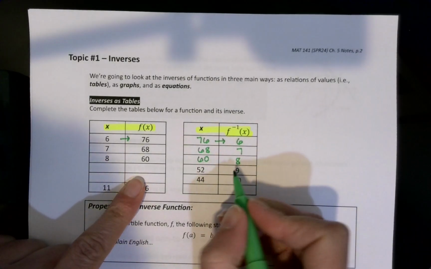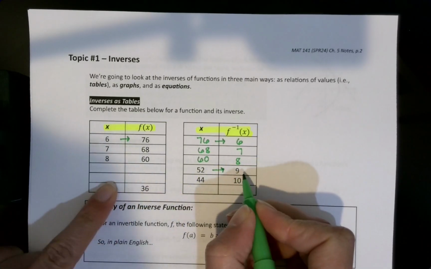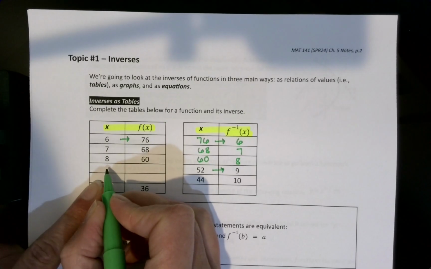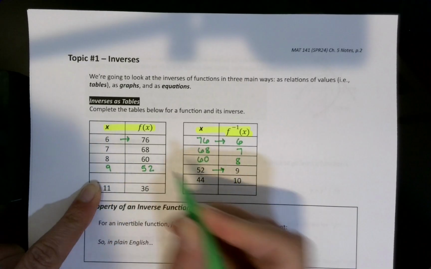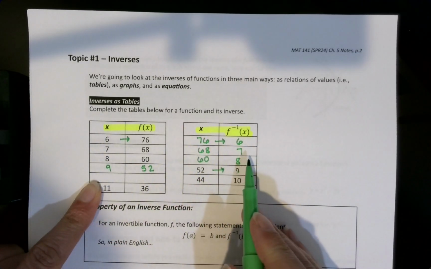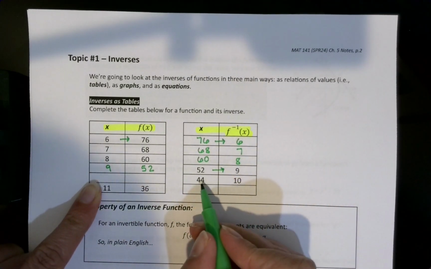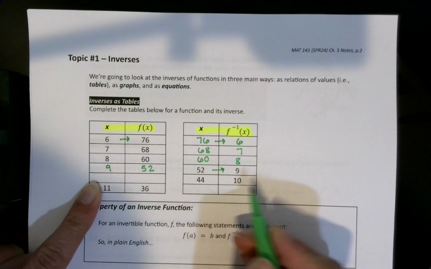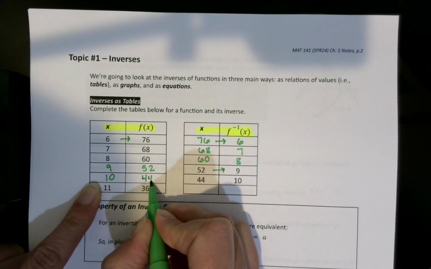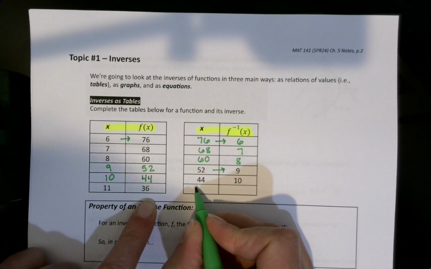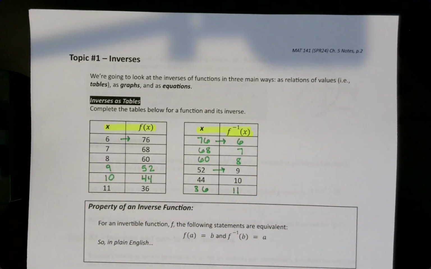And then if the input of 52 in the inverse function gives an output of 9, in the original, an input of 9 will give an output of 52. So if this is the function, that's its inverse, and vice versa. They're inverses of each other. Similarly, in the inverse function here, 44 to 10, so in the original function, it must have been the case that 10 mapped to 44. And then finally, 11 to 36 means that in the inverse function, 36 is going to map to 11.